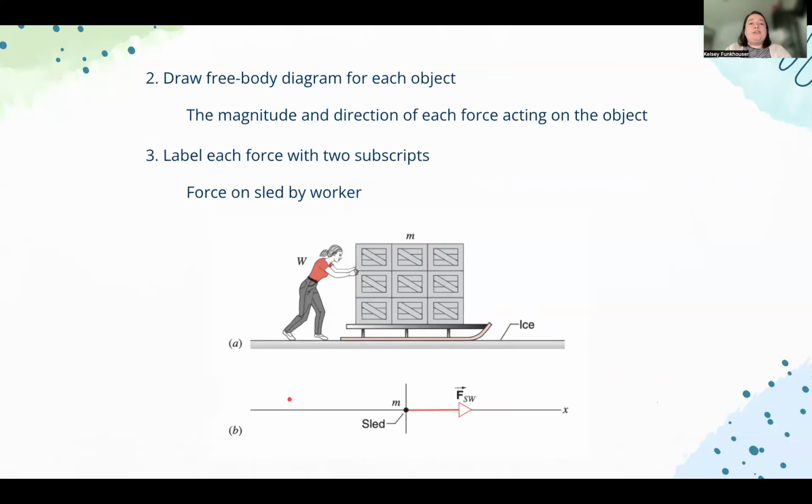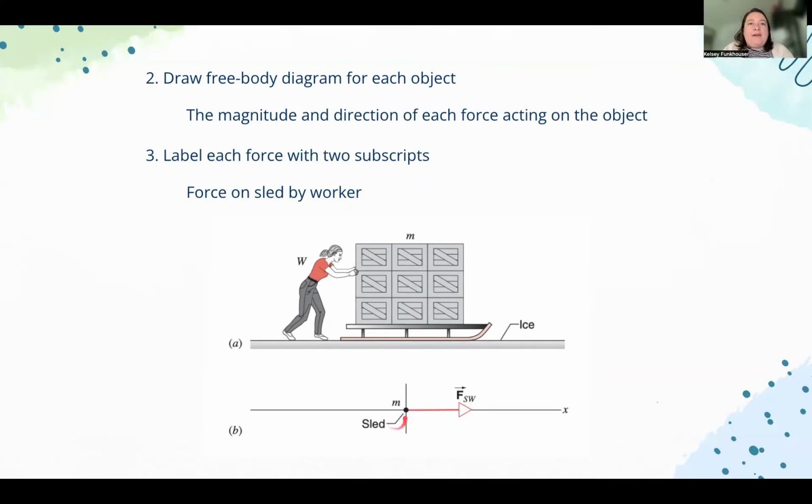Next, we want to draw a free body diagram for each object showing the magnitude and direction of each force acting on it. So that's what we have down here. And just note, this is actually a partial free body diagram because we're only looking at forces in the x direction. There are forces acting in the y direction, but we're starting out one direction at a time.